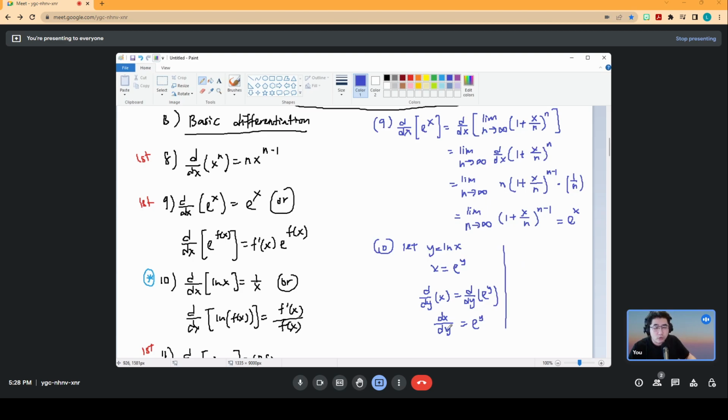But this one only helps us to get dx over dy, and what I am supposed to get is dy over dx, so I flip them upside down. dy over dx becomes 1 over e^y, and we know that e^y here equals x, therefore it's 1 over x. This is the reason why you have the formula 1 over x here.